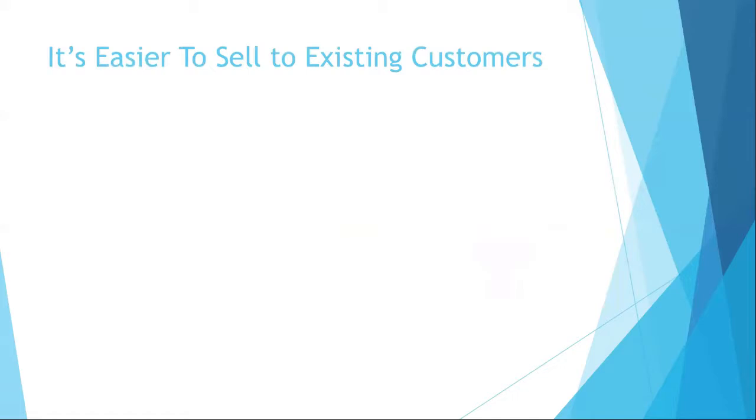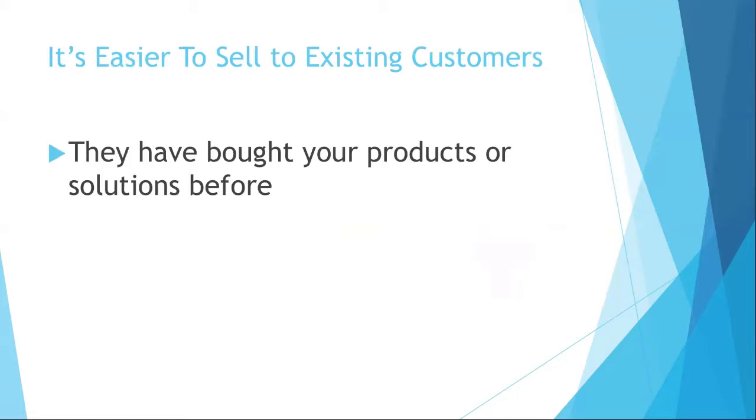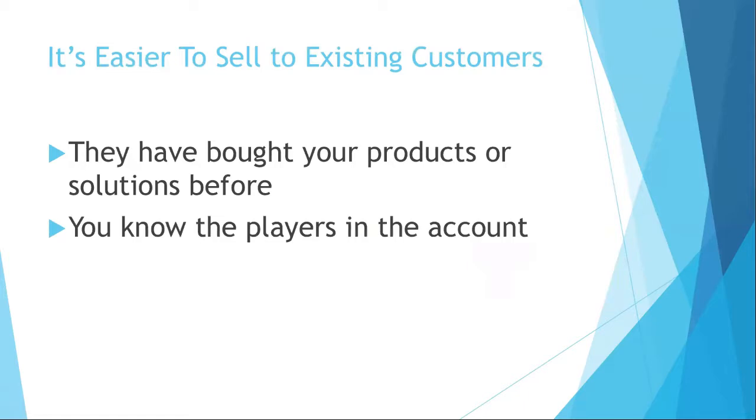One, it's easier to sell to existing customers. They have bought your products or solutions before, so they know you. They bought something from you. They're using something you sold, your company or you in particular. So that's a good way. You know the players in the account. You probably talked to everybody. You know who the players are. You knew who to contact. You knew who to reach out to. It's nothing you're going after that you don't understand within the account.